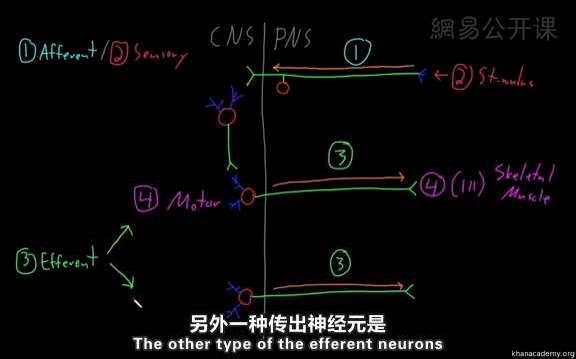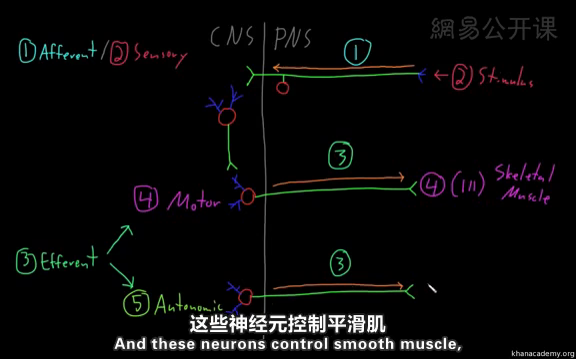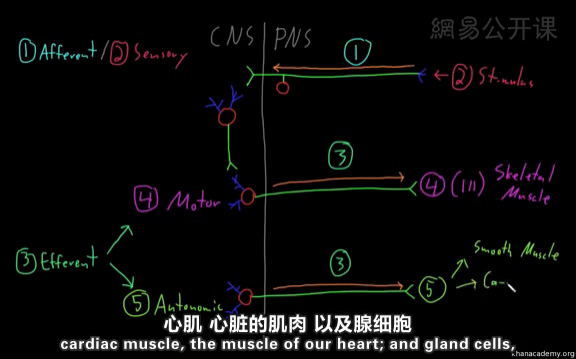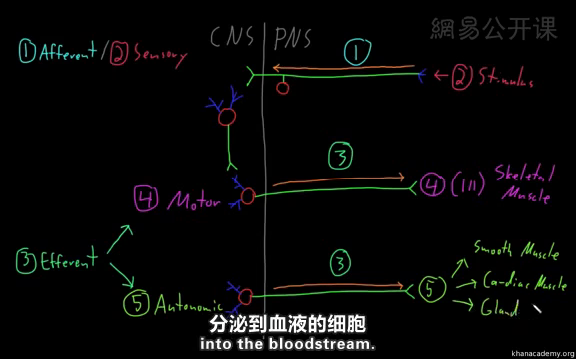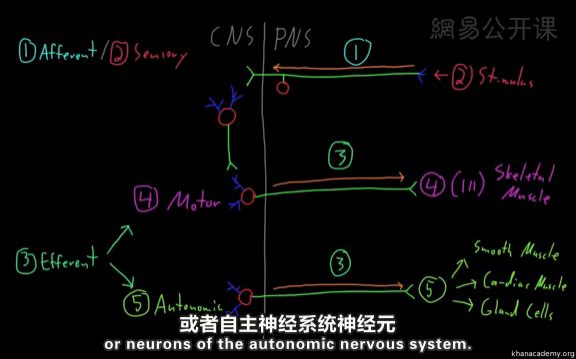The other type of efferent neurons are called autonomic neurons. Autonomic. And these neurons control smooth muscle, like the muscle around our blood vessels, cardiac muscle, the muscle of our heart, and gland cells, the cells of our glands that secrete hormones into the bloodstream. These autonomic neurons are also called visceromotor neurons, or neurons of the autonomic nervous system.